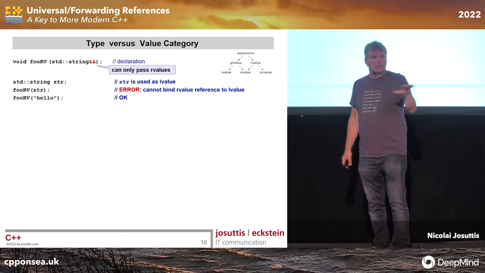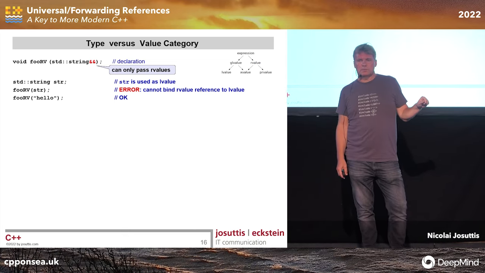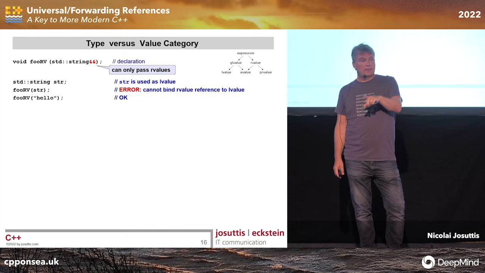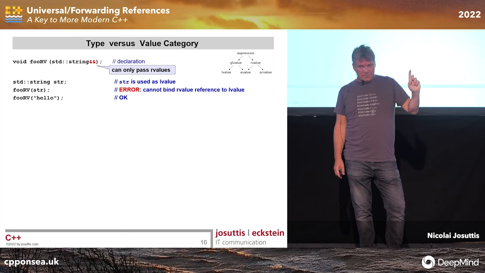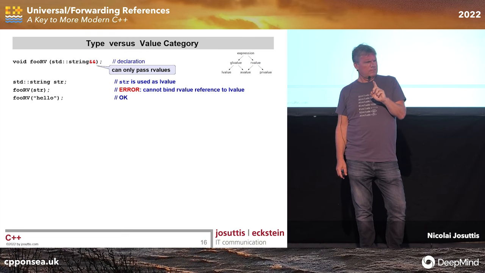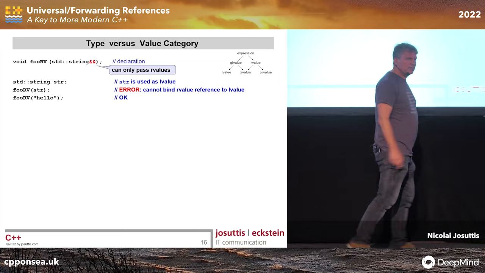Now everybody should scream out loud here. What is the category of a string literal? L value. L values are objects with names or string literals. That's an L value. So didn't I say I can only pass R values?